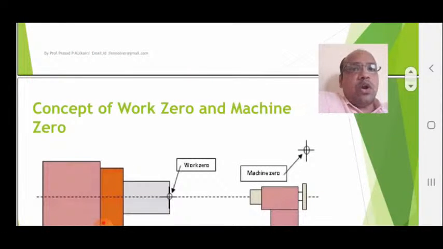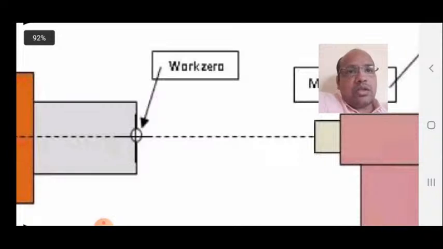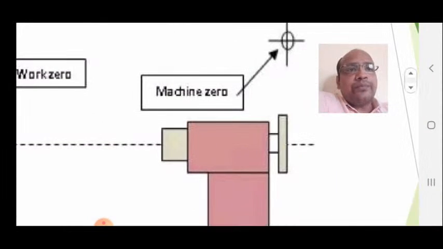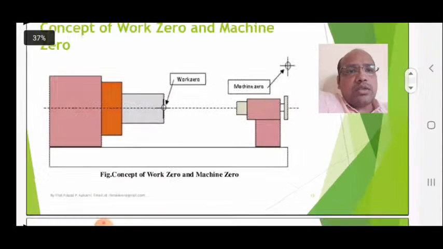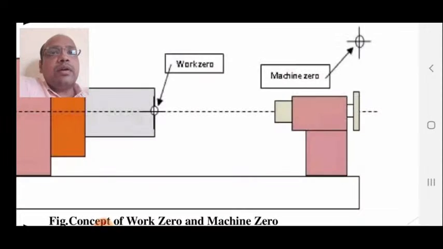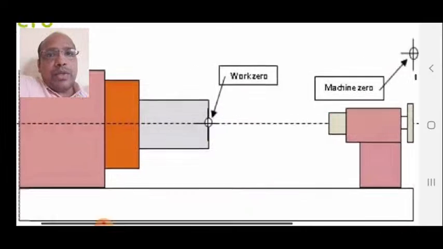It is the concept of work 0 and machine 0. Both are very important to write a part program in the machine. So this is a diagram of a lathe machine. Here you can see this diagram. Work 0 is shown and machine 0 is shown here. Now let us understand what work 0 and machine 0 are. I have shown this diagram by zooming it to understand the location of work 0 and the location of machine 0.